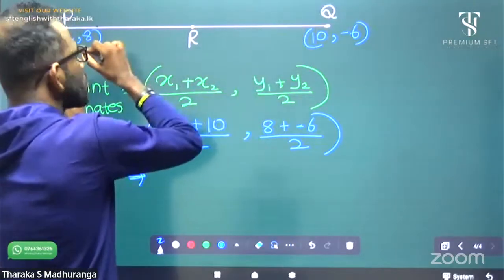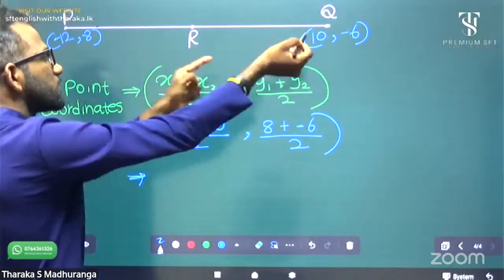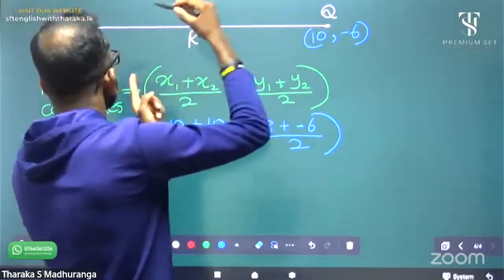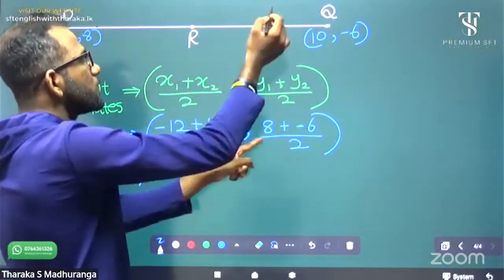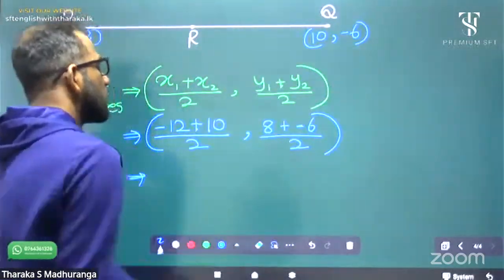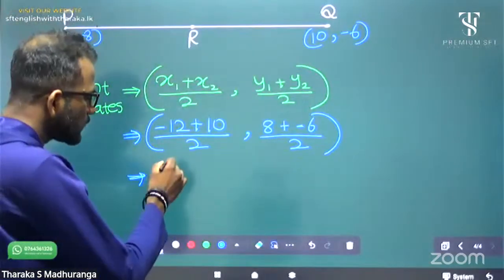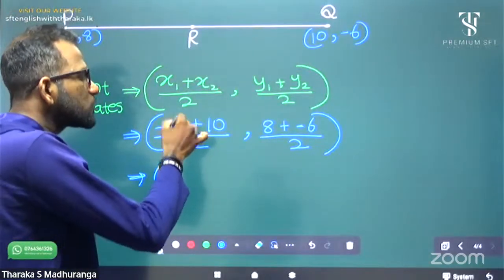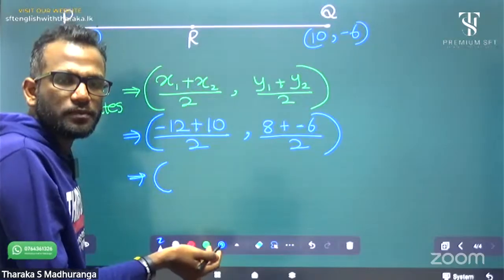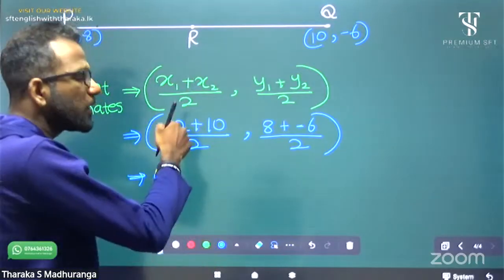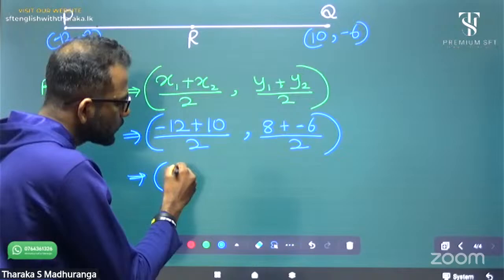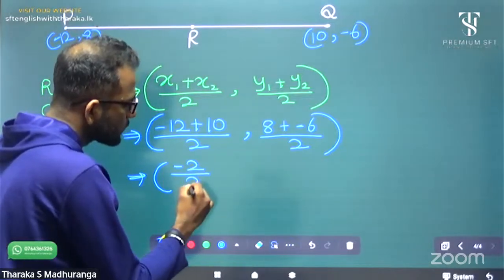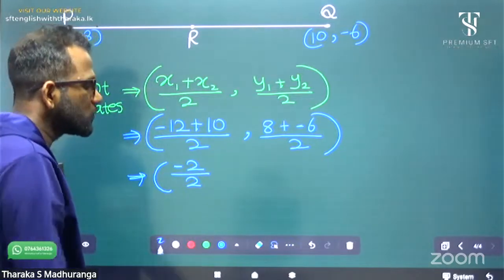Minus 12 is x1 plus x2, minus 12 plus 10, divide by 2; y1 plus y2, 8 plus minus 6, divide by 2. Okay, can you tell me the value of minus 12 plus 10? What's the value? It is minus 2. Minus 2 divide by 2.